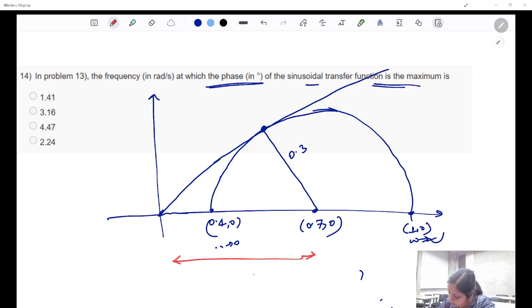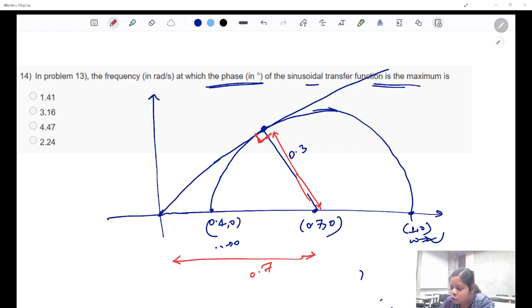This whole thing is 0.7. This distance is 0.3, and this is 0.3, and this is 90 degrees, right? The angle made between the radius from the center of the circle and the tangent is always 90 degrees. So this is 90 degrees.